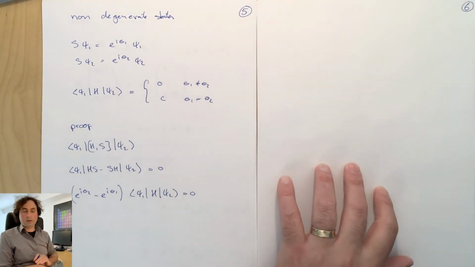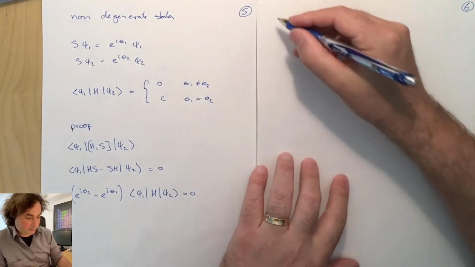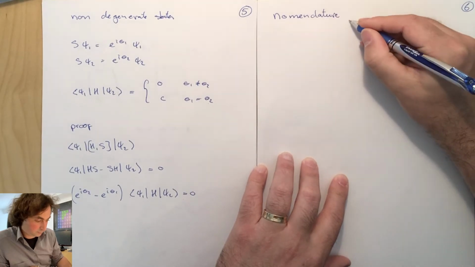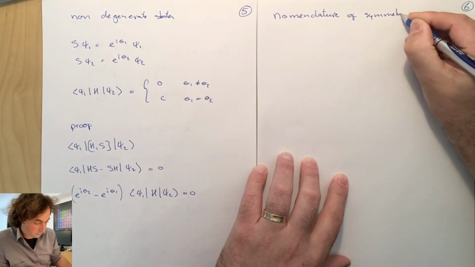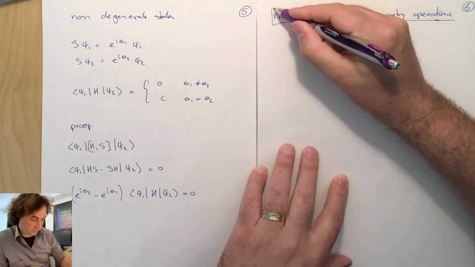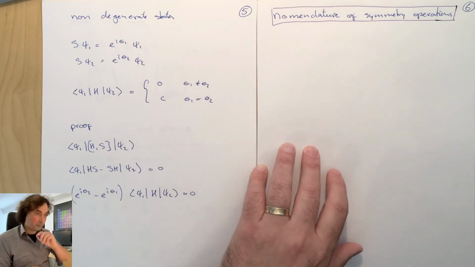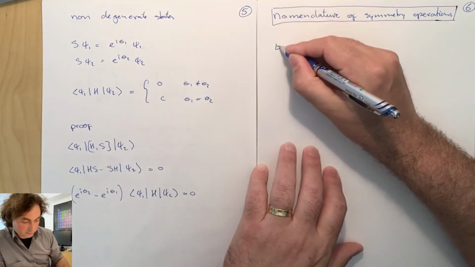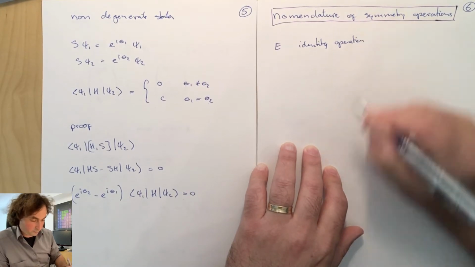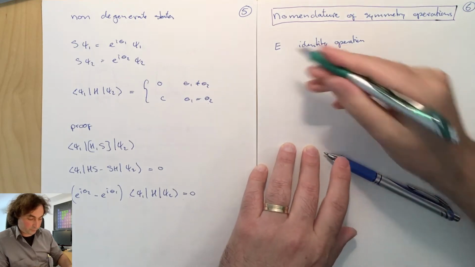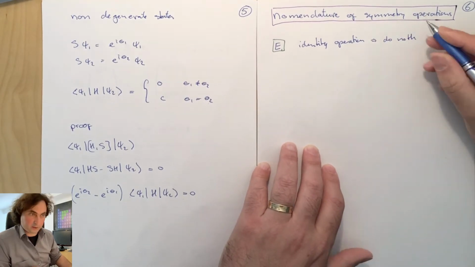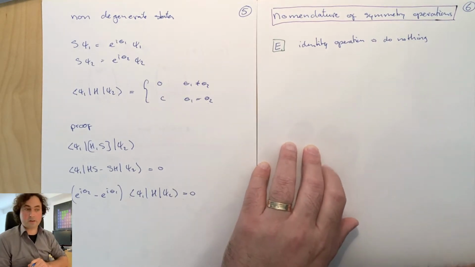Now let's see what kind of symmetry operations one can have. And for that we have to define the symmetry operations. I want to look at the nomenclature of symmetry operations. First of all, we have a very important symmetry operation, and that is the identity operation. We want to be able to define an algebra and a group, and for that the operator that does nothing must be an element of your group. So that's the first symmetry operation we're going to define.